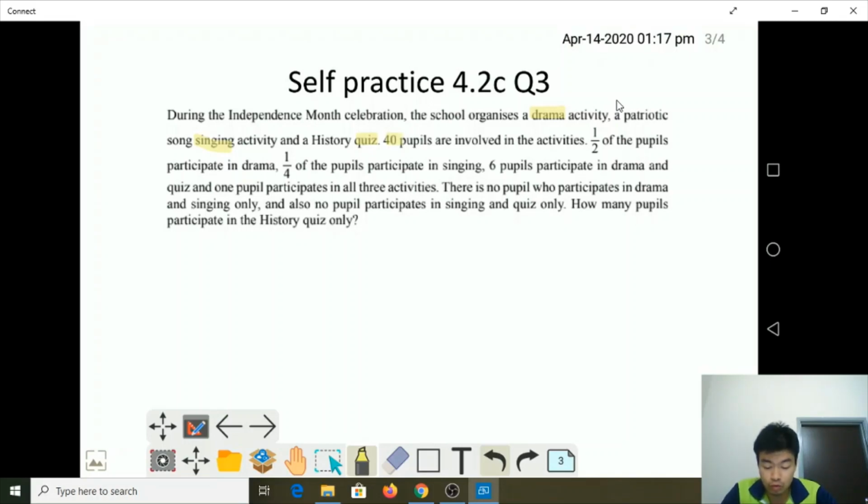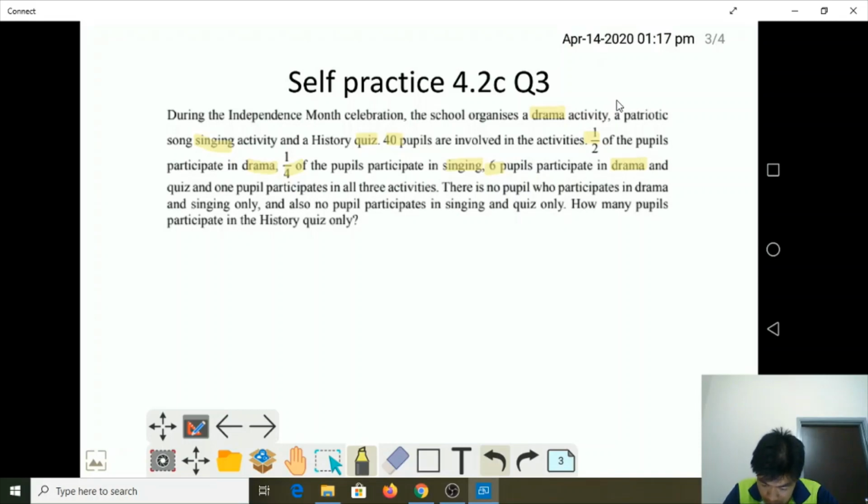1/2 means 1/2 of 40, which is 20. Later we will talk about that. 1/2 of the pupils participate in the drama. This is the keyword. 1/4 of the pupils participate in the singing. 6 pupils participate in the drama and quiz.